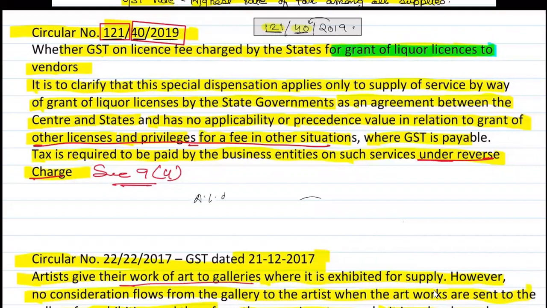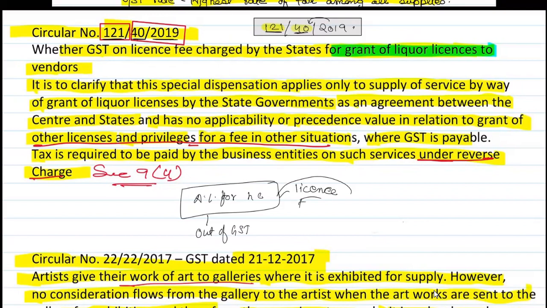alcoholic liquor for human consumption is out of GST. Okay, is out of GST. But license to obtain that, okay, license to obtain that, is a service on which GST is there, and it is under reverse charge mechanism. Okay, is that clear to everyone?